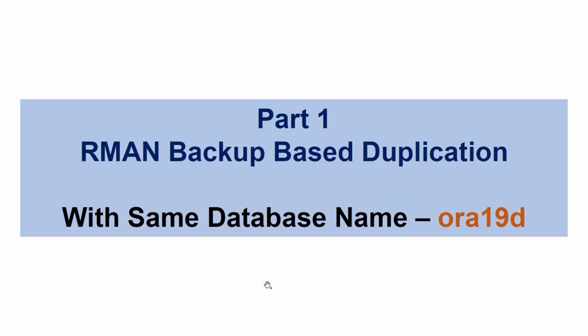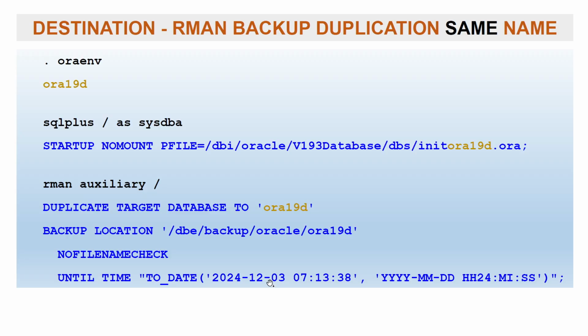On the destination server, this tutorial is divided into two parts. One is duplicating the database with the same database name, and the other is duplicating the database with a different name. Let's proceed with part one, where we will see how to duplicate the database with the same database name. To do that, first we will start our instance in nomount mode: startup nomount pfile equals, and this pfile is the one which we transferred from the source server.